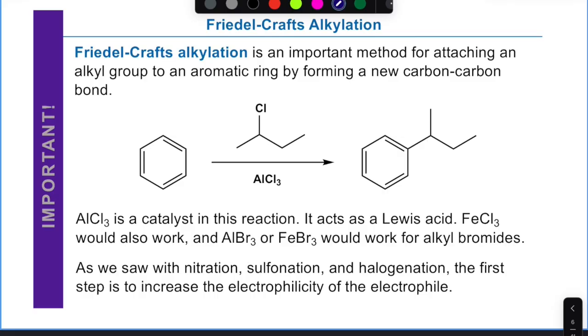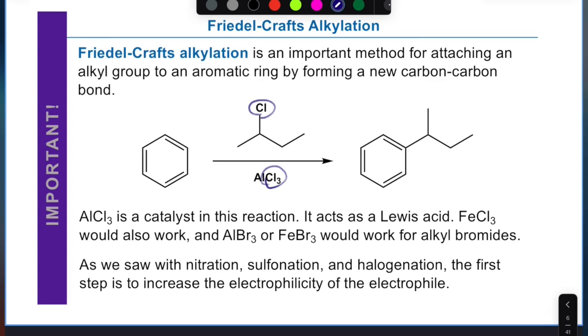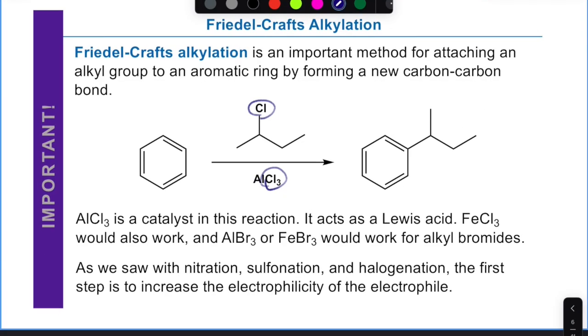So in this reaction, you want to use a metal catalyst, so a Lewis acid catalyst, and a haloalkane. So you also want to match the metal halogen, the Lewis acid, with the haloalkane. So if you're using aluminum trichloride, you would want to use that with an alkyl chloride. And if you use aluminum bromide or iron bromide, you would want to use an alkyl bromide. So just want to match those.